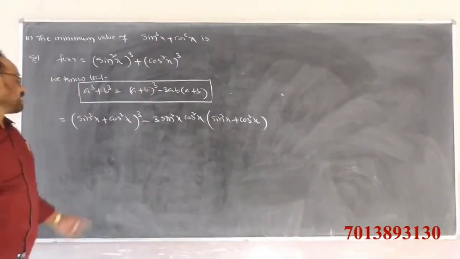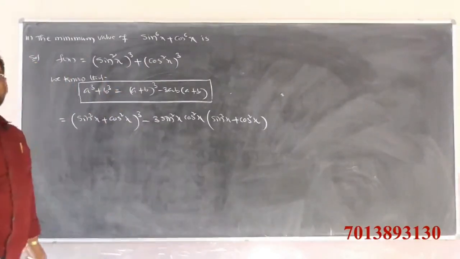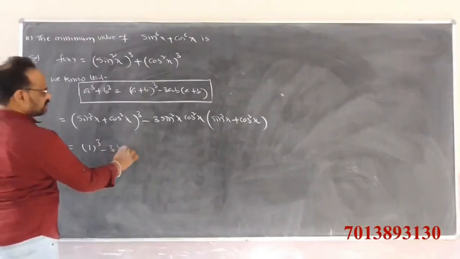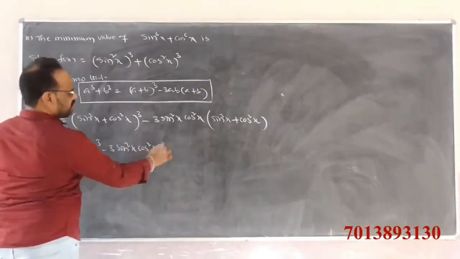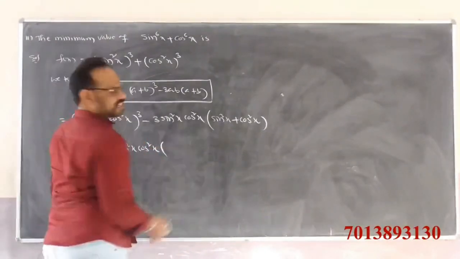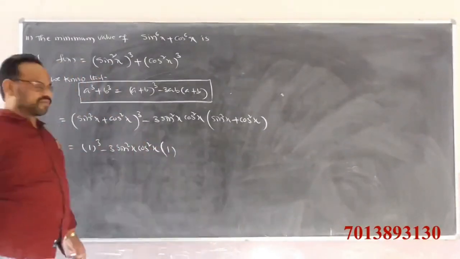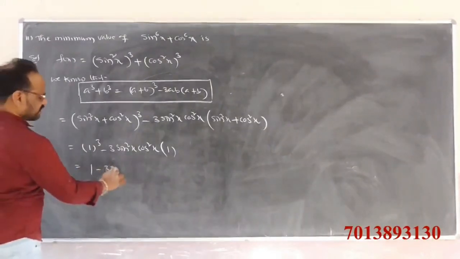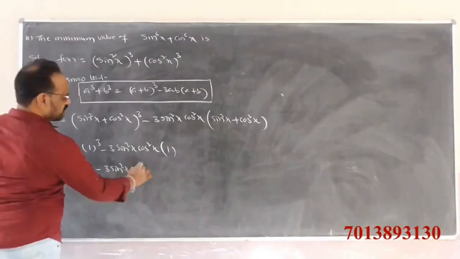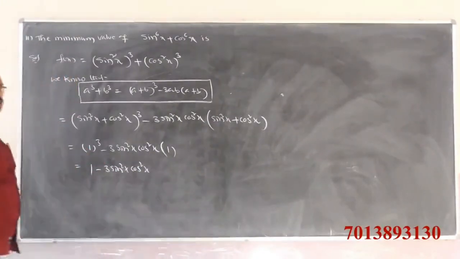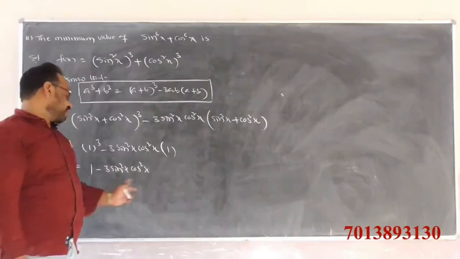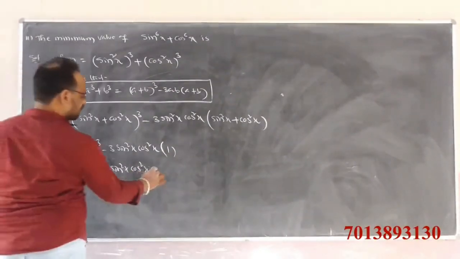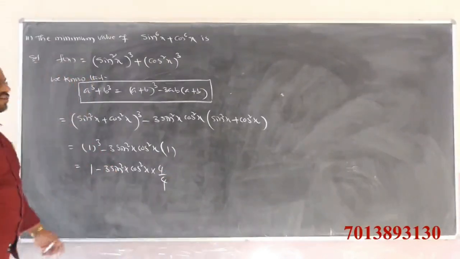Already we know the identity sin square theta plus cos square theta has value 1. So here we get 1 whole cube minus 3 times sin square x into cos square x into 1, which is nothing but 1 minus 3 sin square x cos square x. We don't have any formula for 3 sin square x cos square x, so numerator and denominator are multiplied by 4 by 4.